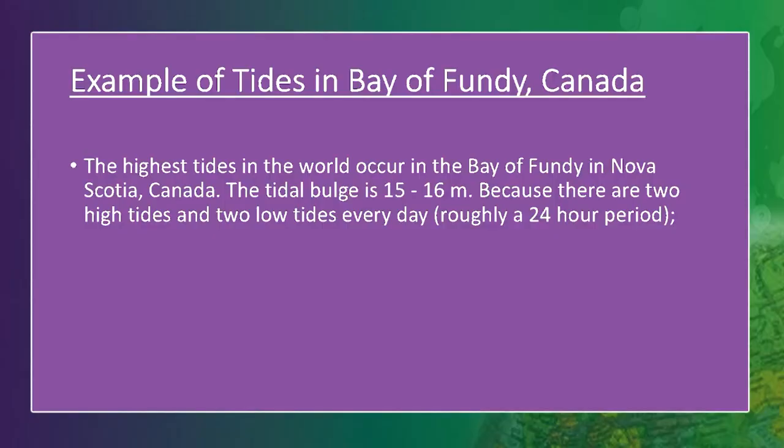Example of tides in the Bay of Fundy, which is in Canada. The highest tides in the world occur in the Bay of Fundy, in Nova Scotia in Canada. The tidal bulge is 15 to 16 meters, you can assume 15 to 16 meters, because there are 2 high tides and 2 low tides every day, roughly in 24 hours of time.